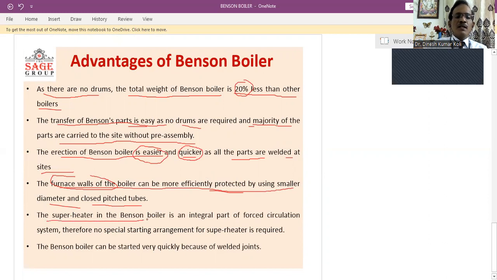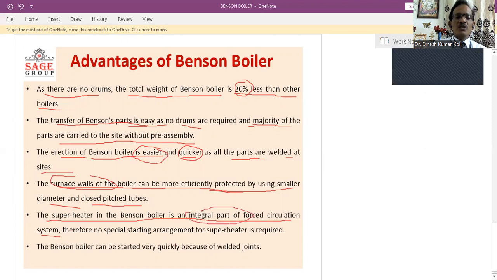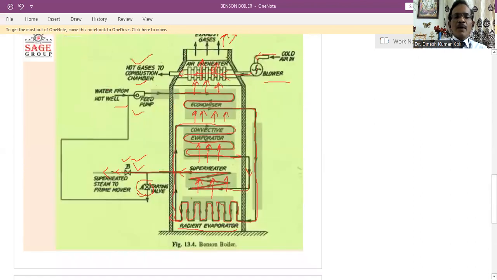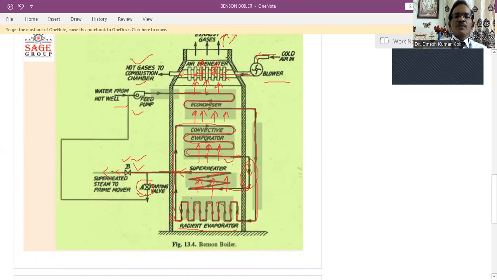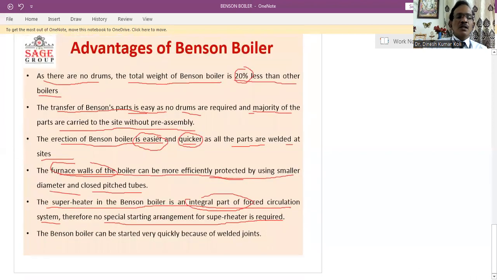The superheater in the Benson boiler is an integral part of the forced circulation system. Here we use forced circulation because we force the water at high pressure. So it is an integral part of the forced circulation, and no special starting arrangement for the superheater is required. We do not use any separate arrangement. As we have seen here, after passing through this convective evaporator, the steam passes directly to this superheater section. There is no separate valve and no restarting system used here. This is an additional advantage of this boiler.